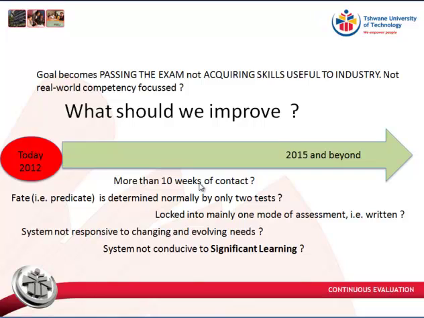If we have a test week of 12 days and we write exams for 4 weeks, then we don't have more than 10 weeks of contact per semester. In my opinion, that's by far not enough if we want to introduce more project work, more problem-based learning, more group work. I also think it's not fair that the fate of a person, that is, whether he gets admission to the exam or not, is determined by only 2 tests.